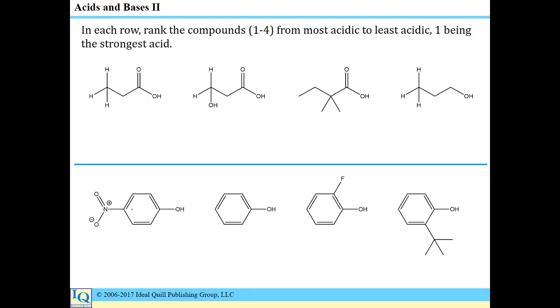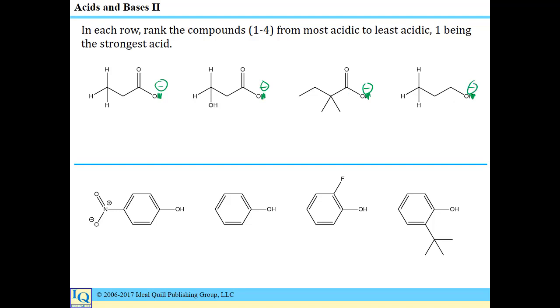The next problem probes our knowledge of how the structure influences the acidity of a particular organic species. If we look at this row of compounds, we're asked to rank the compounds 1 to 4 from most to least acidic, and 1 is going to be our strongest acid. The easiest way to think about this is first identify the proton that will be lost here from the oxygen, and compare the stabilities of the conjugate bases of those acids.